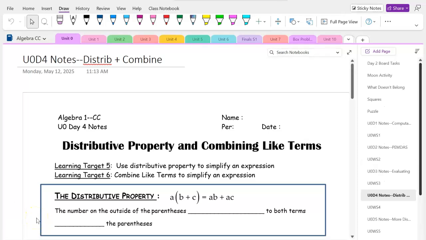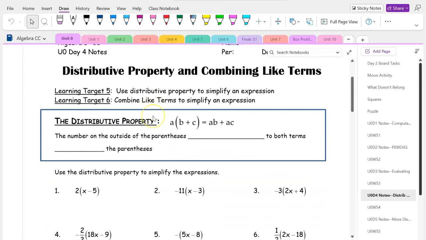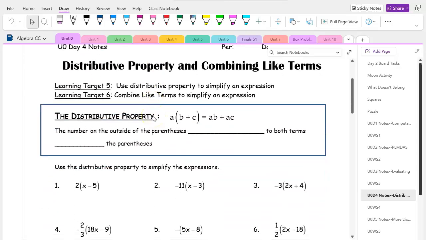Hello, Algebra 1. Today we are going to be talking about distributive property and combining like terms. For today, we are mostly focused on doing these two skills separately, and then in our next lesson, we will really focus on putting them together. We're also going to look at a little more function notation just to help you practice distributive property and combining like terms in a slightly different way.